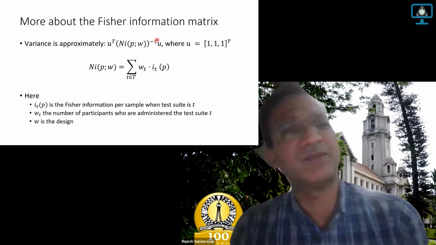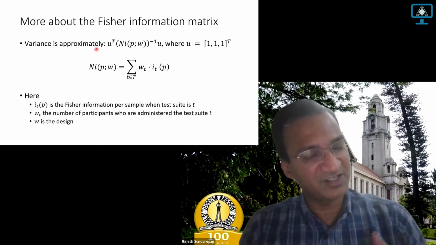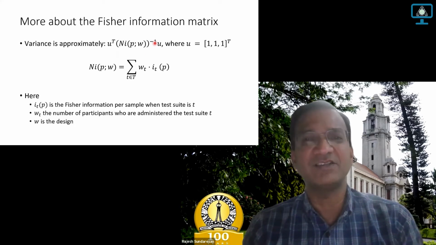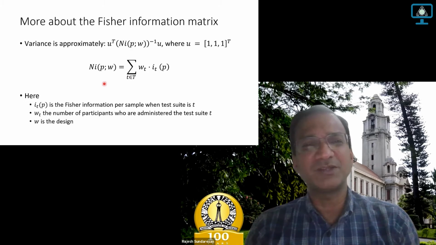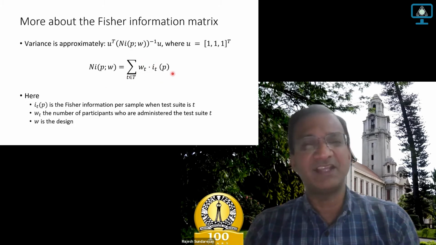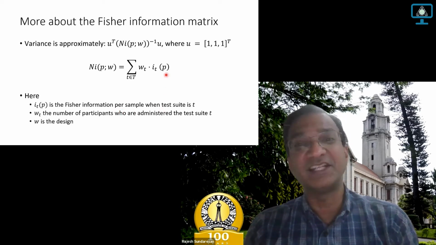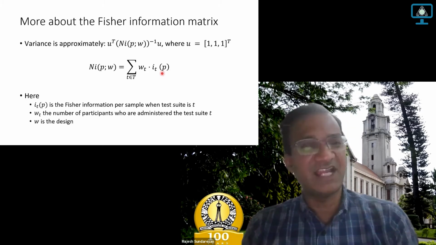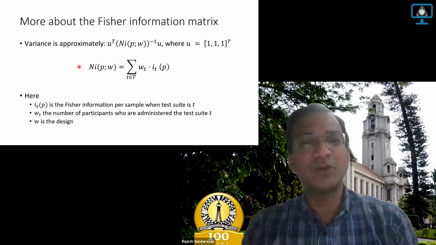A little bit more about this Fisher information matrix. I mentioned that the variance of our estimate is approximately, and it's approximate because that result of the central limit theorem is an asymptotic result, U transpose times this n sample Fisher information matrix inverse multiplied by U. So it's this value associated with the inverse of the n sample Fisher information matrix. This n sample Fisher information matrix itself depends on the design as well as the current state of nature. So that's the I_T of p, the Fisher information matrix per sample when the test suite T is used. There's a simple expression for this in terms of the expected value of the second derivative or a covariance associated with the score function, which is the gradient. That's the I_T of p. And then you weight it according to the number of people that have been administered this particular test suite. So that's the overall n sample Fisher information matrix.